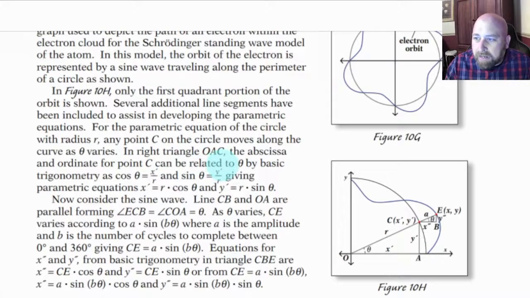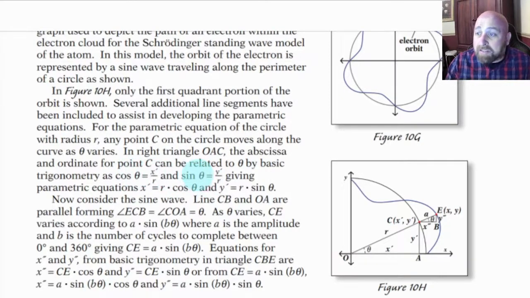These can be related to theta by basic trigonometry, as the cosine of theta is the x prime over the r. What's the x prime? The x prime is our C point, right here. And so over the r, so in other words, what's the x? The x is going to be your adjacent side, so that's adjacent over hypotenuse, and that's cosine. Okay, so that's right there.